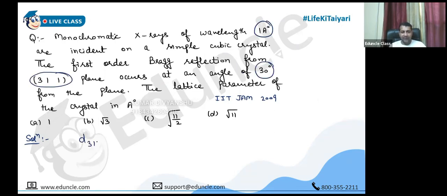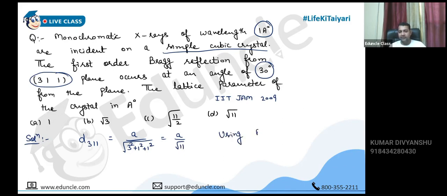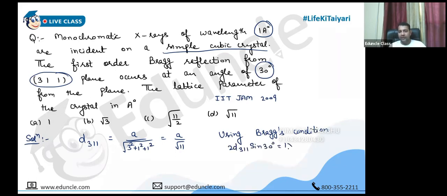Now, what is d311? It is simple cubic, so for simple cubic we have d equals a by root 11. Using Bragg's condition, 2d sin theta, that is 2 d311 sin 30, equals n lambda, first order, 1 into 1 angstrom. So 2 into a by root 11 into half equals 1 angstrom. These 2 and 2 get cancelled, so a is root 11. This is the answer.